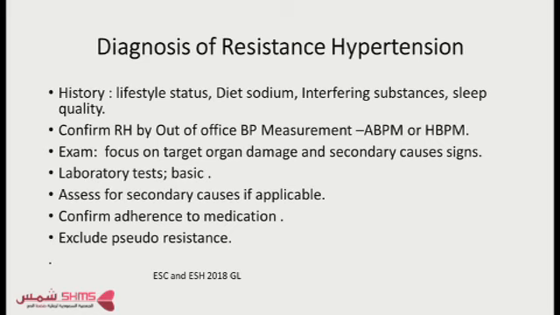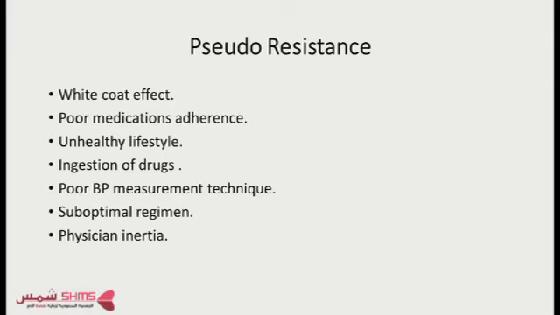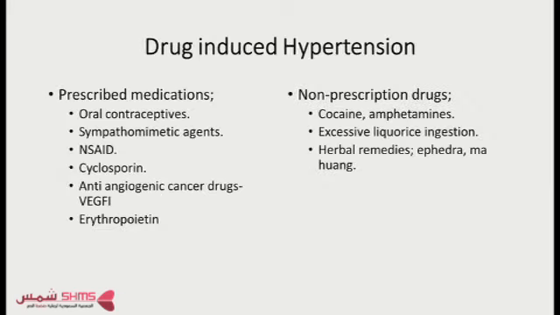We also need to assess for secondary causes, confirm adherence to medication, exclude pseudo-resistance. The term pseudo-resistance is a wide term, it includes a lot of conditions, which I'll come to later. There are certain drugs which induce hypertension and probably make the blood pressure uncontrolled. These are the drugs we should be aware of. Many of them are prescribed, and there is also the non-prescribed, like cocaine and so on.